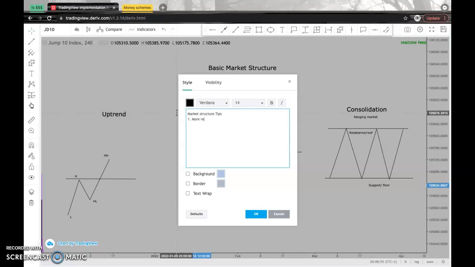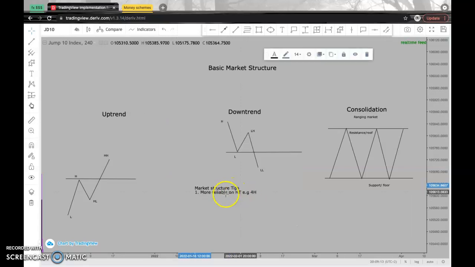More reliable on higher time frames, e.g. the 4H time frame, right? Those are some tips about market structure. When it's on the 4 hour, the higher the time frame, because now, you know, if I'm seeing this on the 4 hour chart, right?